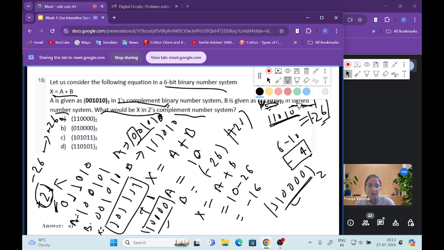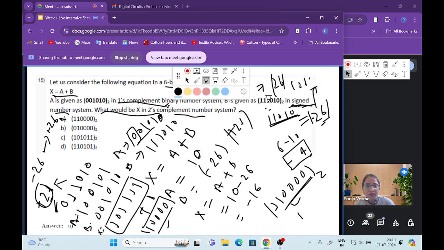So B is already specified as a signed number system, right? That's why we are checking whether it is positive or negative, because when you check the slide, it is clearly written that in sign magnitude, if the MSB is 1, then it is negative. If the MSB is 0, it is positive. Here the MSB is 1, so that's why I am considering it as a minus.